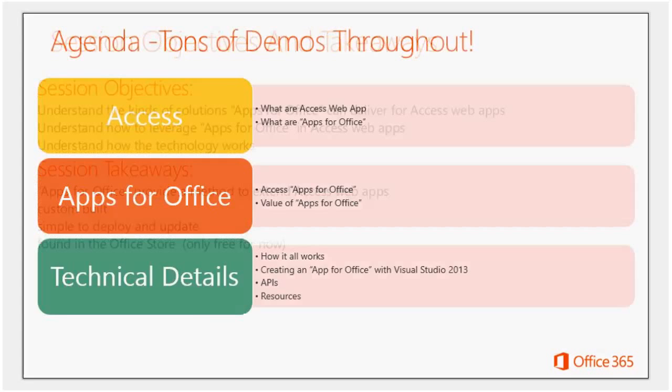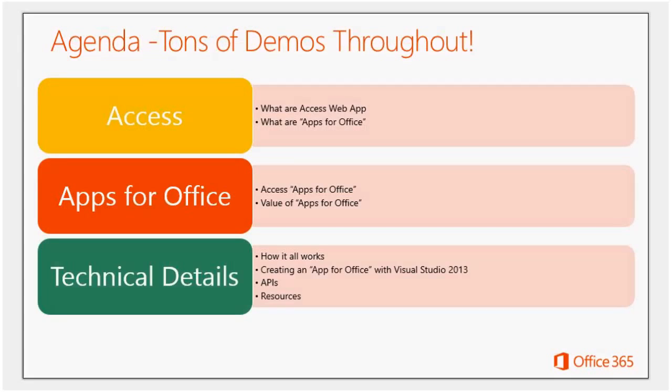So our agenda for today is first we're going to talk about Access and Access web apps, just so that we're all on the same page. Access web apps has been out for a while now, but it's one of those secrets that people don't know about. And if you have Office 365, this is software that you've already paid for and have, so why not get the value out of that? Again, we'll dig into apps for Office as a technology and what it means for Access web apps, and finally we're going to go into the technical details on that.